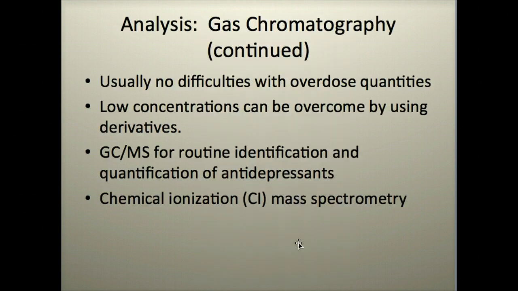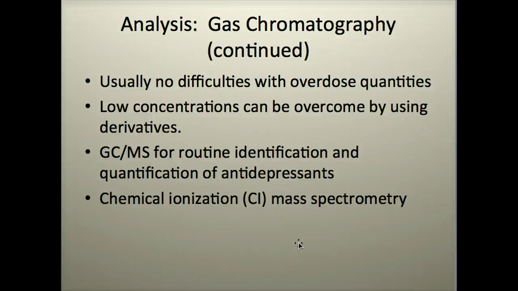Okay, let's continue talking a little bit about GC. One does not usually encounter chromatographic difficulties with antidepressant drugs in overdose quantities, a good quantity to measure. However, with low concentrations, or in certain chromatographic systems, the secondary amine or hydroxylated metabolites may have asymmetrical peak shapes. This can be overcome and improved by using acyl, fluoroacyl, or silane derivatives. GC mass spec is now commonly used for routine identification and quantification of antidepressants.